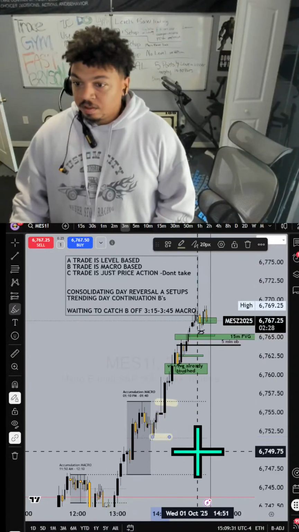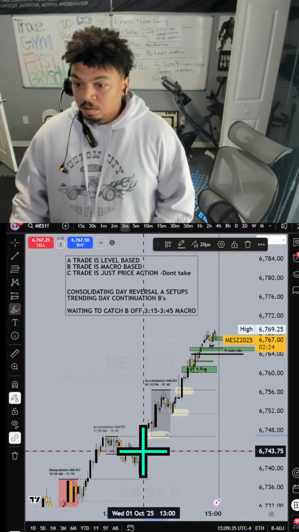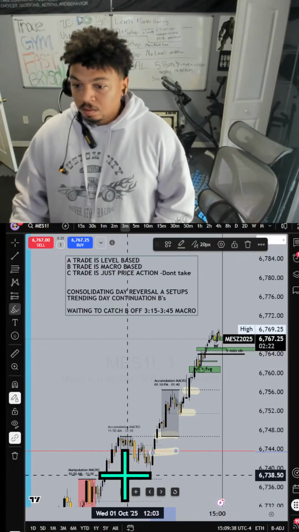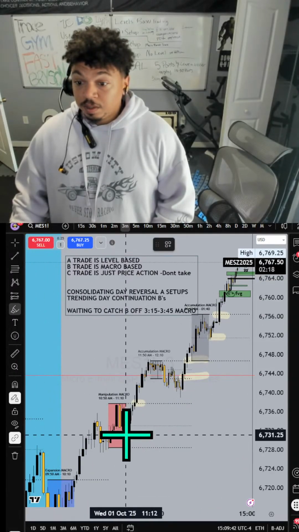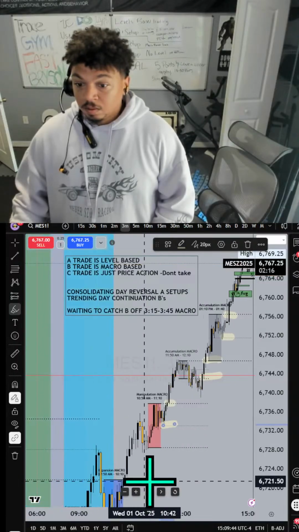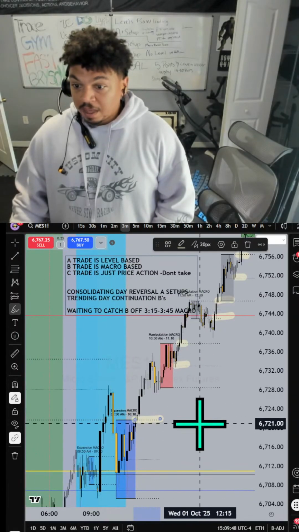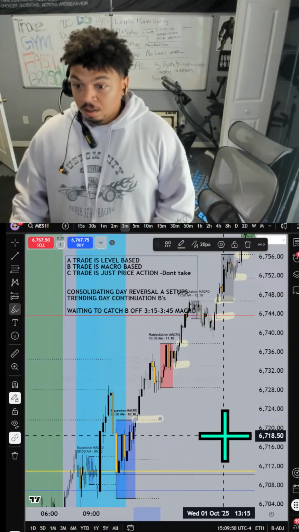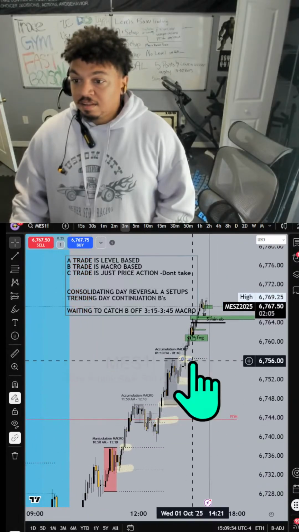This is the B trades. You see that retest, that wick coming back into the level? That was it. So 1, 2, 3, 4, 5, 6, 7.